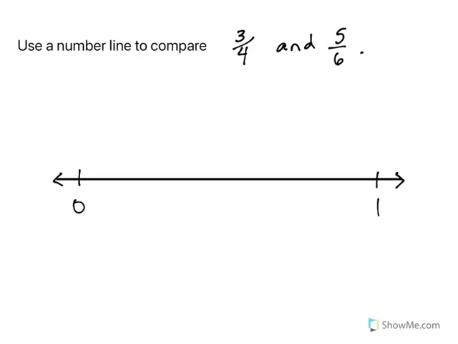3/4 and 5/6. Okay, so first let's chunk this in. I'm going to do 1/6 first. So 1, 2, 3, 4, 5, and then this would be 6/6. So this is 1/6, 2/6, 3/6, 4/6, 5/6. Man, I struggle today. And remember, 3/6 is the same as 1/2, just in case you cared. So 5/6 is here.